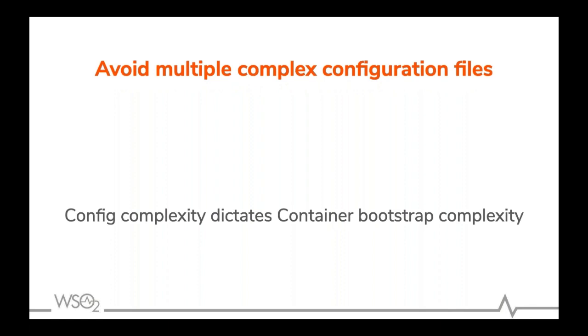Another one is to avoid multiple configuration files. You can use configuration files in config maps, but you have to reduce the config maps you use in a container because it will slow the bootstrap and add complexity. In WSO2 also we are trying to reduce all the configuration files, and future users will have a single file to configure everything. So that's the way to go ahead.